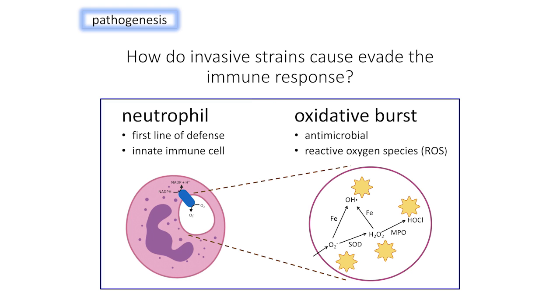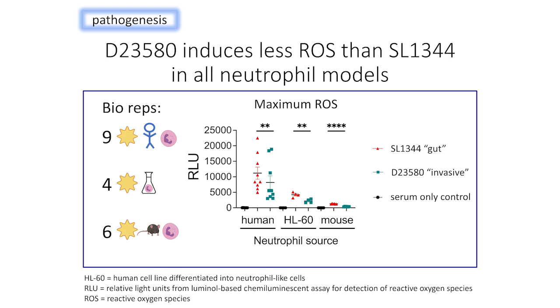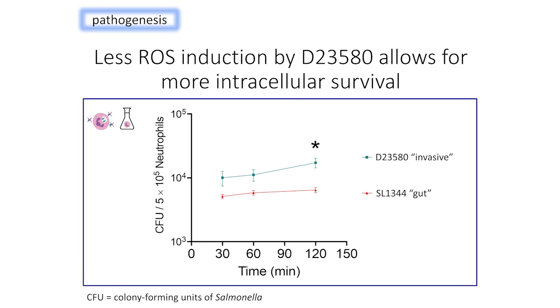I look at how these strains interact with the neutrophils, and if neutrophils are able to produce potent reactive oxygen species that lead to intracellular killing. What I found is that my invasive strain induces less ROS than my gut strain in all neutrophil models, and this included primary human neutrophils, a cell line, and mouse neutrophils. In addition, I saw that my invasive strain was able to survive at higher levels and increase in numbers over time, contributing to its severity and disease.